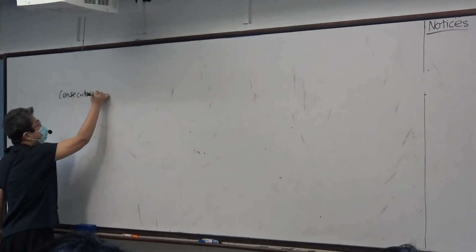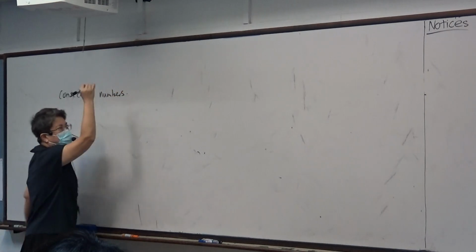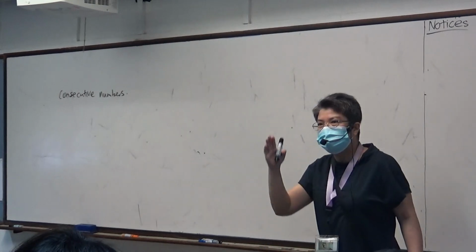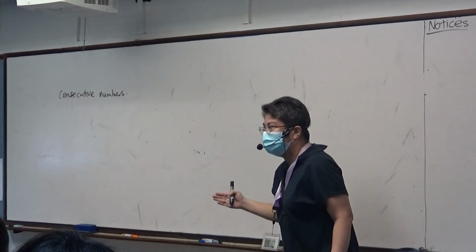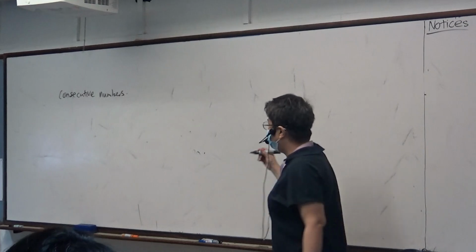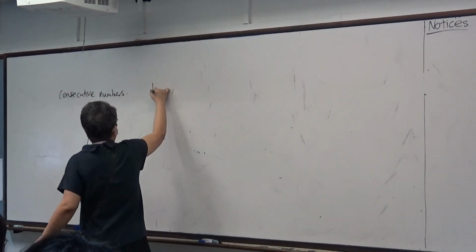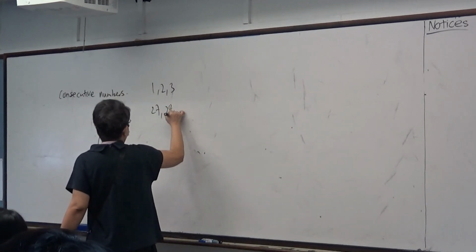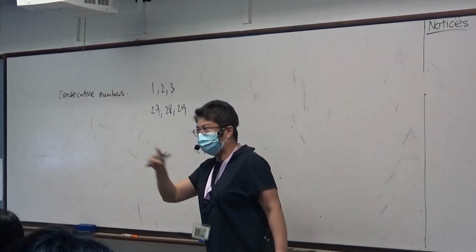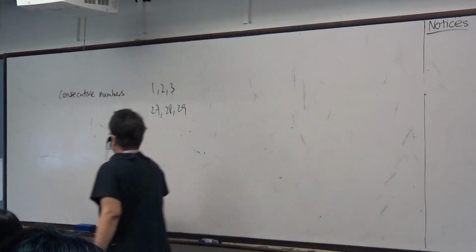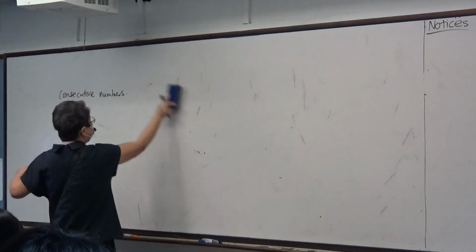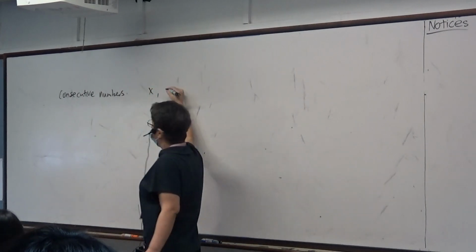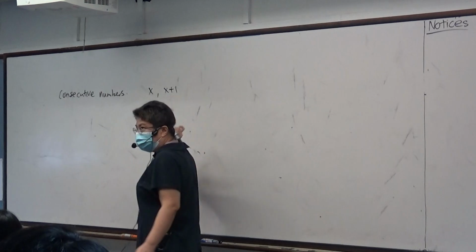Now, first, what do you mean by consecutive numbers? Consecutive numbers means one after another. For example, 1, 2, 3, they are consecutive. 27, 28, 29, they are consecutive. One after another. Okay, so if I let the first number be x, what do you do with the second number? X plus 1, right?